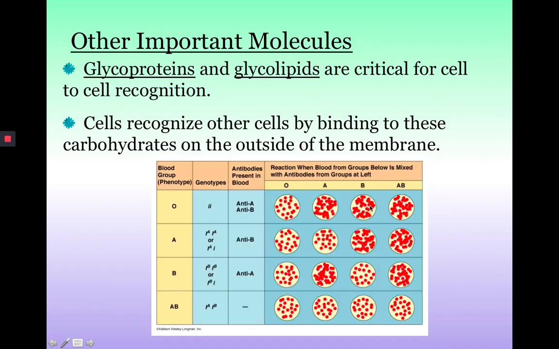The B carbohydrates set off an immune response. The AB at the same time set off a really intense immune response. You could die. People with O blood can only accept O blood. People with AB blood, give me O, no problem.